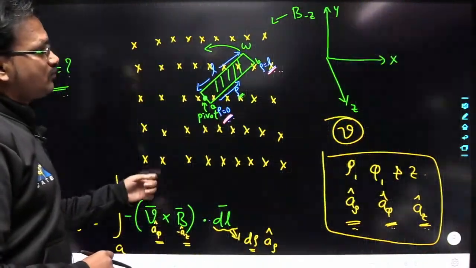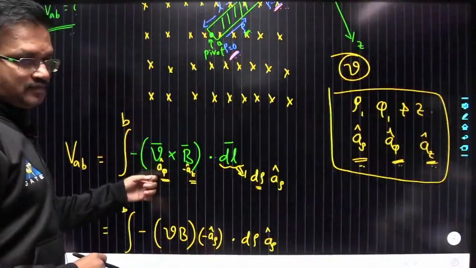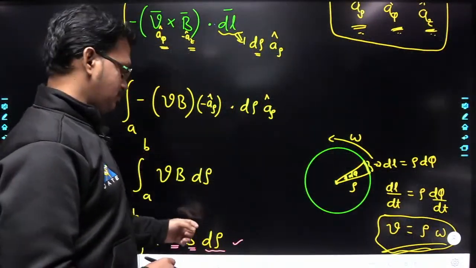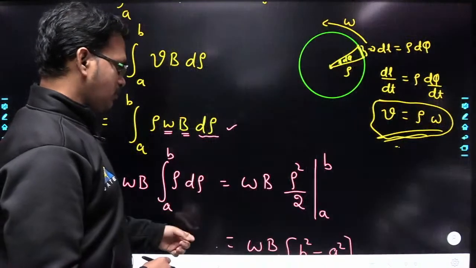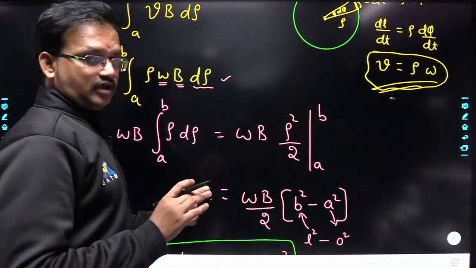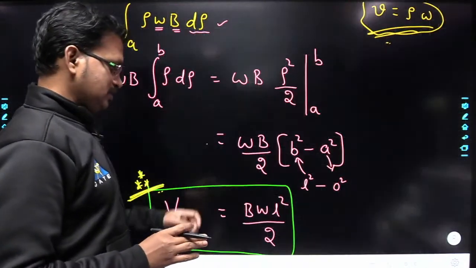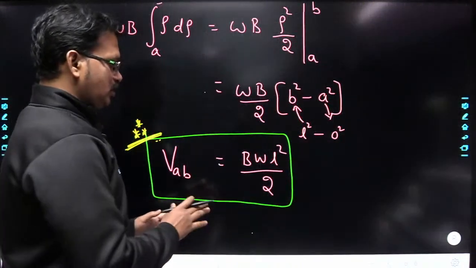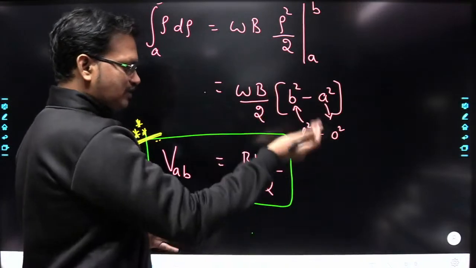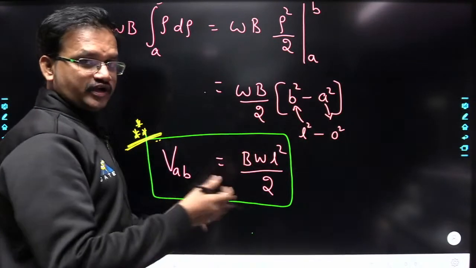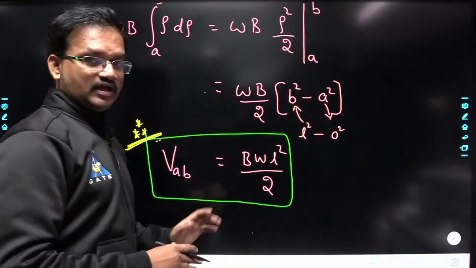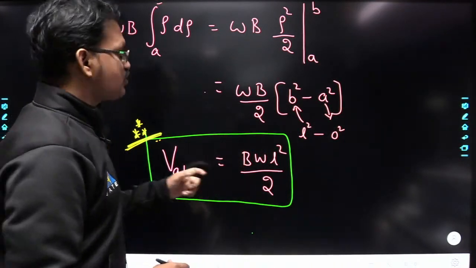So now you are ready to solve one GATE problem. I am going to give you one GATE problem. You have to tell me the answer. Don't just apply the formulas. If the conducting bar is rotating in a B field, then don't always take V_AB equal to B omega L squared by 2. This is for this case.